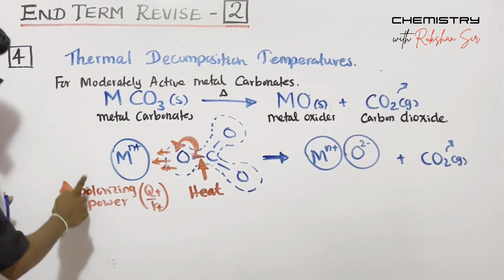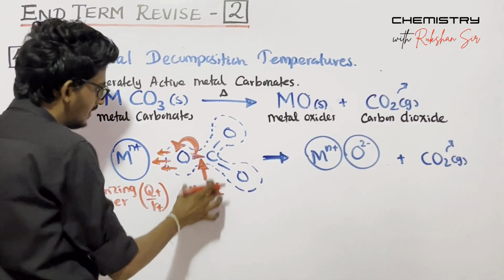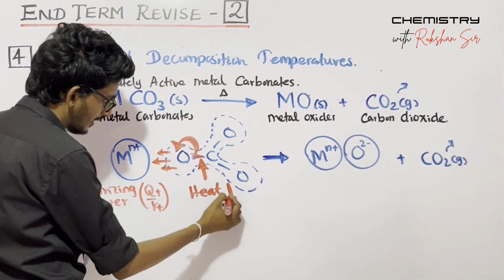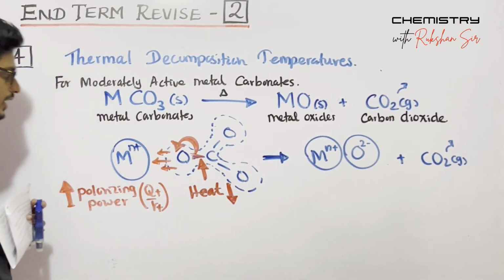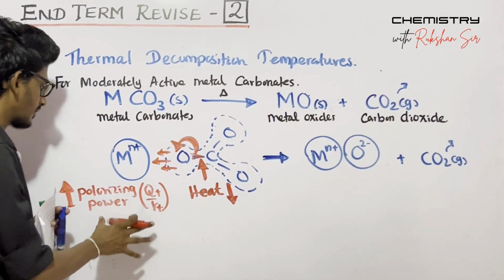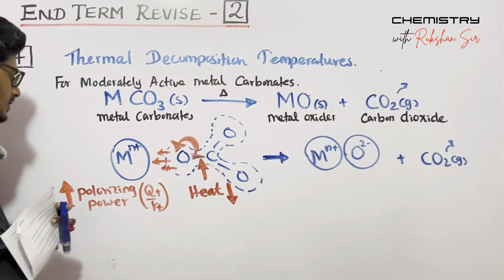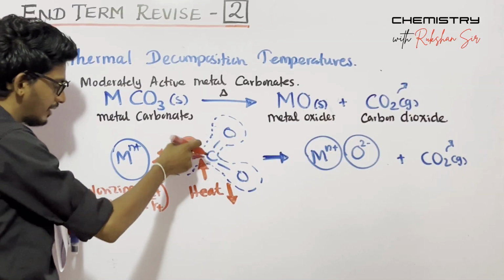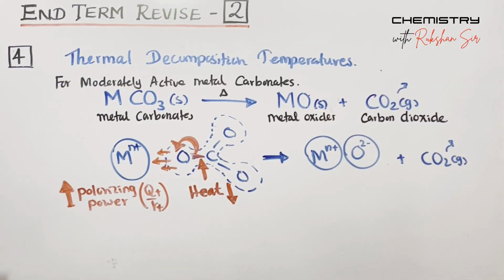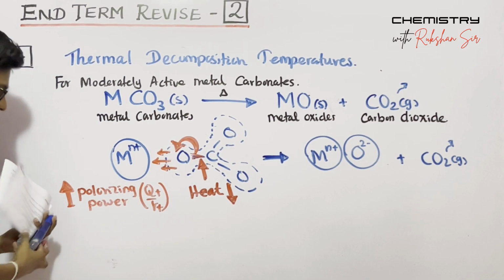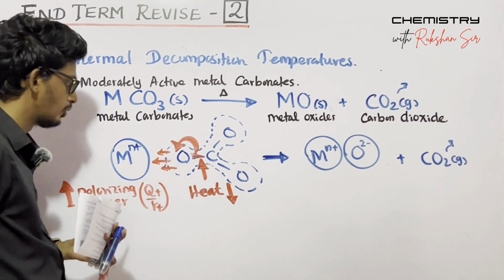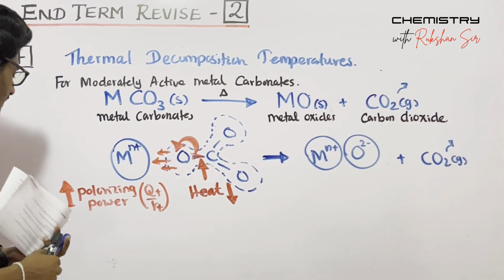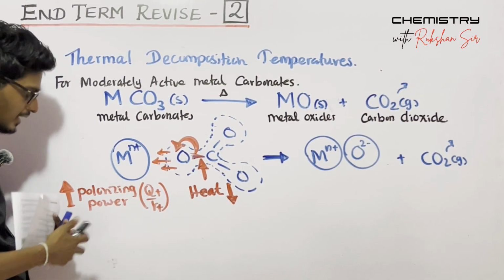So when the polarizing power of the cation is high, the heat needed to break this bond is low. So the thermal decomposition temperatures decrease when the polarizing power of the cation is high. As electrons are attracted heavily towards the cation, it is easy to break this bond by forming O2 minus. So that is the idea. When polarizing power of the cation is high, heat needed is low, so thermal decomposition temperatures decrease.